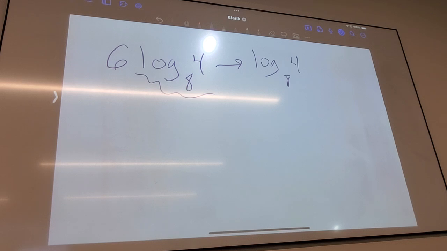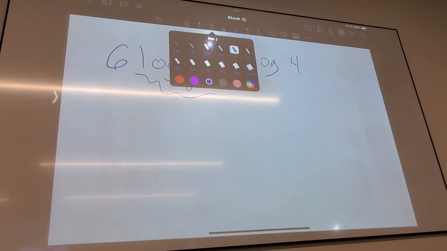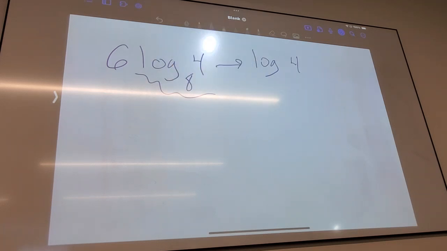So at the moment, you have no idea what this is, right? It's okay. It's fine. I don't mean to say that it's bad. There's stuff we don't know. So of course in algebra, if I don't know what something is, I call it x. So then 8 to the x equals 4.